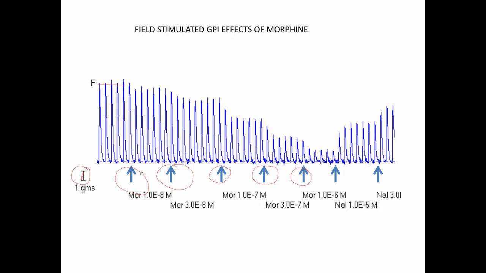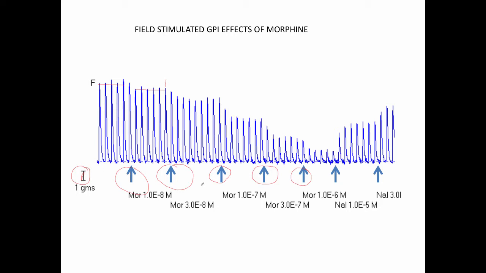So for 1 times 10 to the minus 8, which of these bars are you going to actually measure? Well, considering that you added the drug here, the drug is going to have its most effects here, just before you add the next concentration. So it is this one, which you will measure for 1 times 10 to the minus 8 and convert to grams by dividing it by the scale bar.